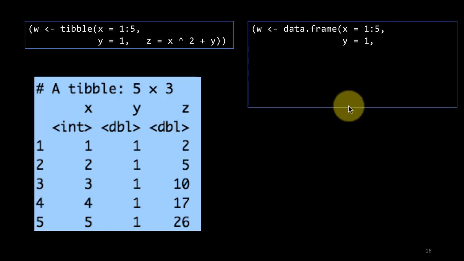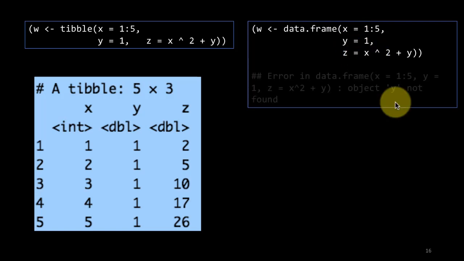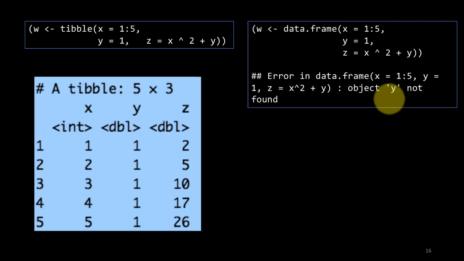So up to this is all right. But when we do this, this fails, okay? Because the data.frame function doesn't take these two values into account while calculating z, and so you get an error message. Okay, it says object y not found.